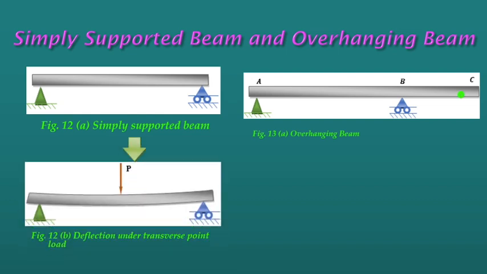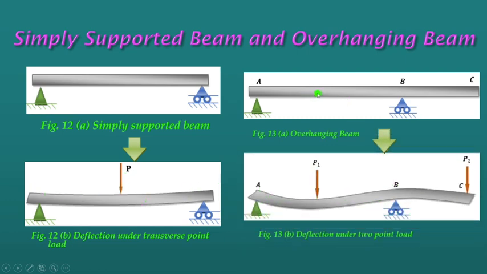Now see the corresponding deflection. If for a simply supported beam a load or force P is applied at the middle, it will bend like this. Whereas in case of an overhanging beam, if two loads P1 and P2 are applied there, we get this type of deflection.